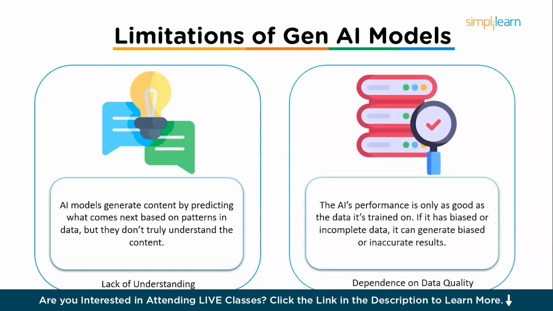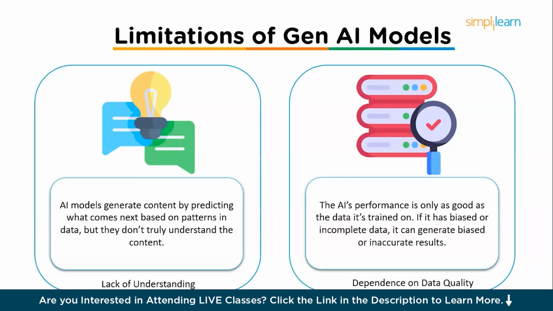Then, moving on to the dependence on data quality. The AI's performance is only as good as the data it's trained on. If it has biased or incomplete data, it can generate biased or inaccurate results. Think about biased hiring algorithms or flawed healthcare recommendations, real issues caused by bad training data.